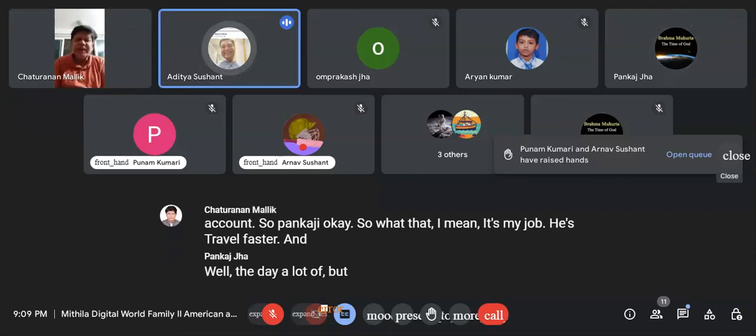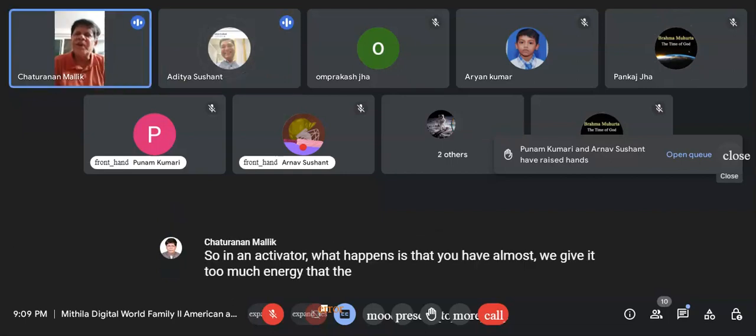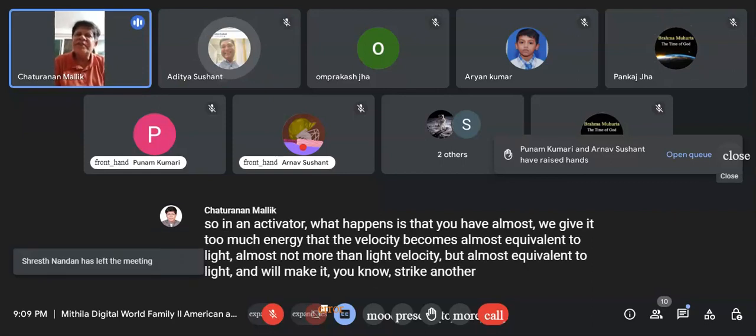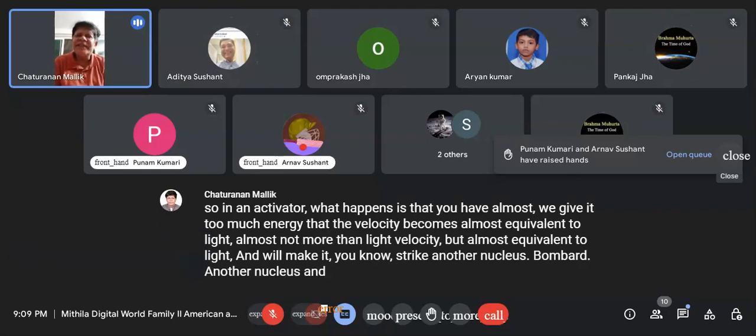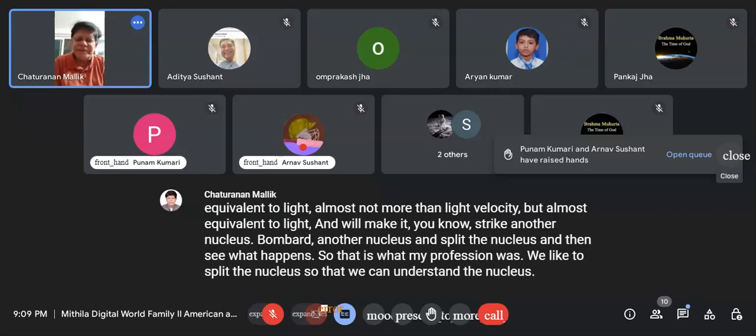So what happens is that we take protons, let us say, and we give them so much energy that the velocity becomes almost equivalent to light, almost, not more than the speed of light. Then we make them strike another nucleus, bombard another nucleus and split it, and then see what happens. That is what my profession was. We like to split the nucleus so that we can understand the nucleus.